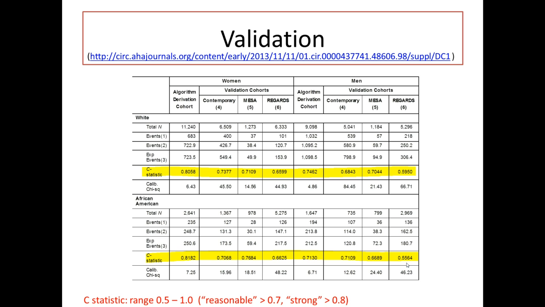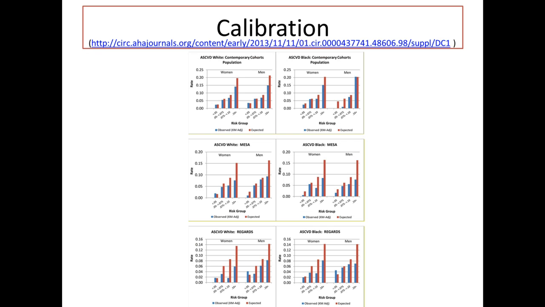And remember, they designed this or wanted to develop a new tool because they wanted to be better in predicting in African Americans. And there's some evidence that it might not be as good as they had hoped in African Americans. Certainly almost as good as a coin flip in African American men in this particular group, which is the biggest group, and not much better in African American women. So keep that in mind, that this tool just isn't very discriminatory.